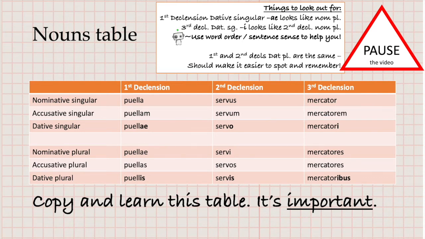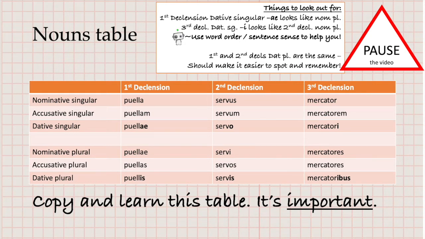And third declension, that's the everything else. These ones can be masculine or feminine or neuter, and they end in a variety of different things in the nominative, but in the accusative singular, they go to em. So mercator, mercatorem, mercatori, mercatores, mercatores, mercatoribus. For some reason, everyone loves the ibus ending.